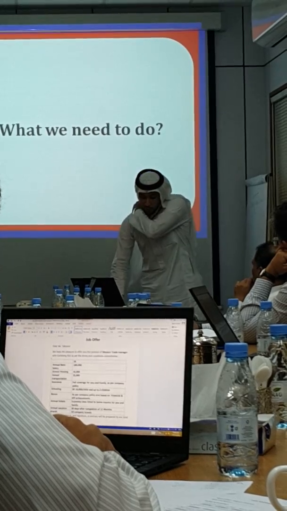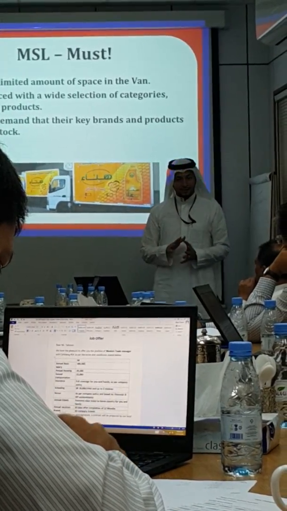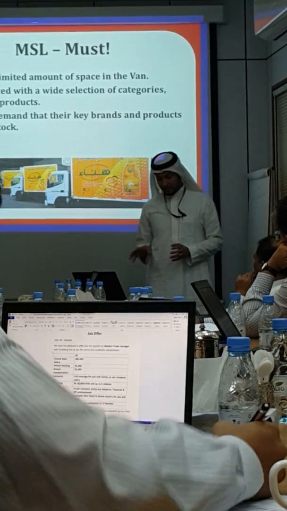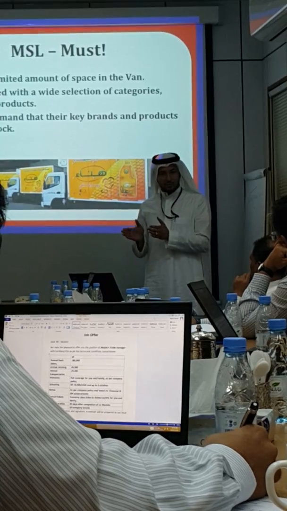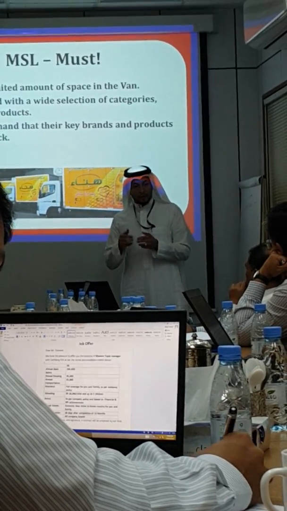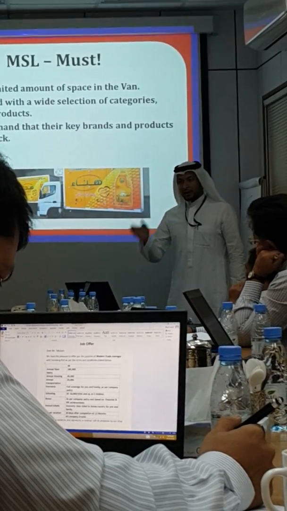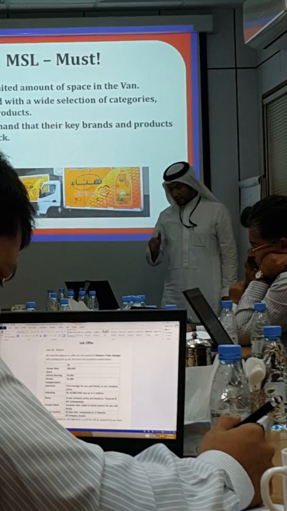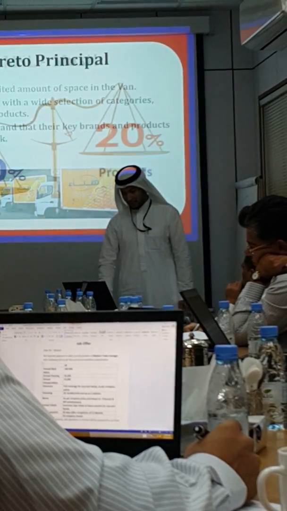In general trade, what we need to do is the must-sell list. It's a must to be implemented. As you all know, all our RVs have a limited amount of space in the van. They are faced with a wide range of categories, brands and products, and the customers are demanding that the key brands remain in stock in the van.